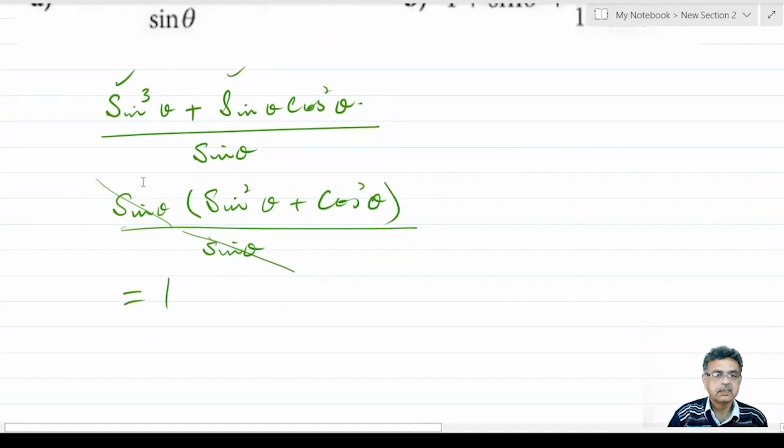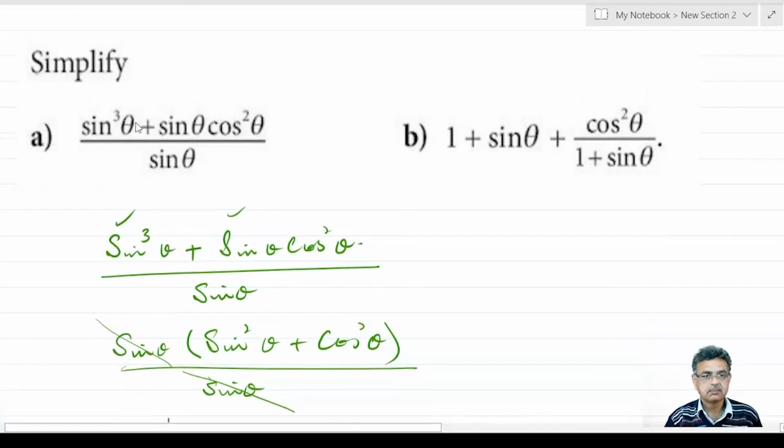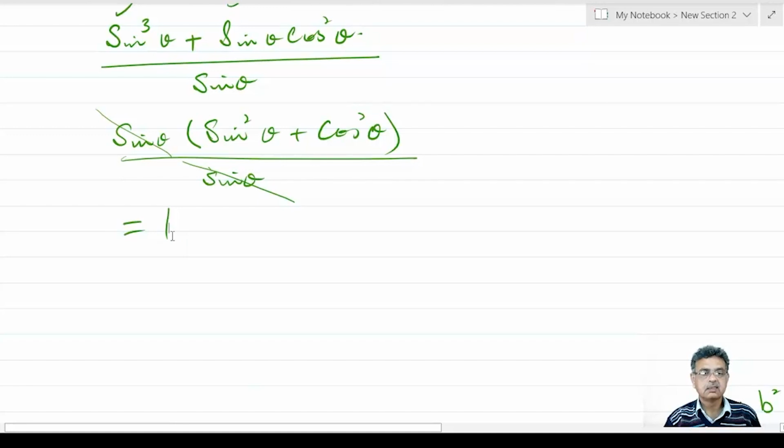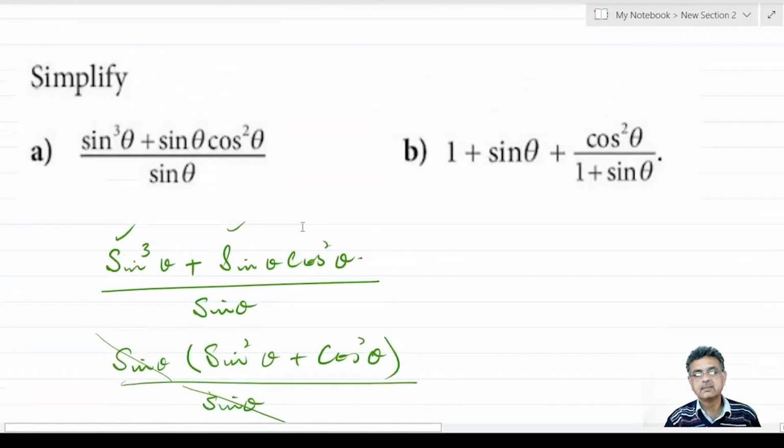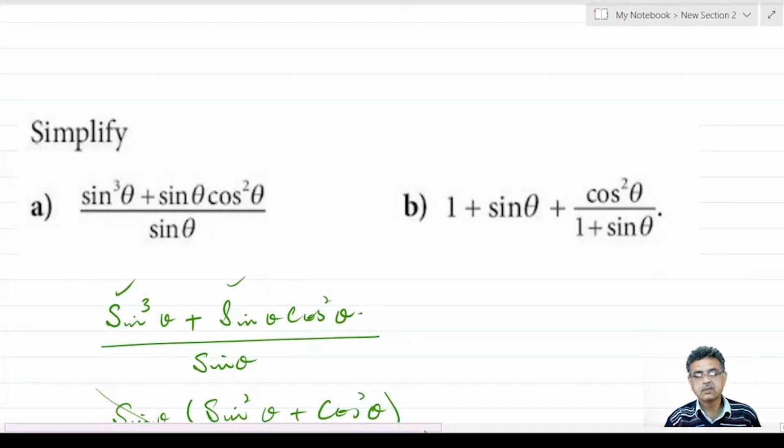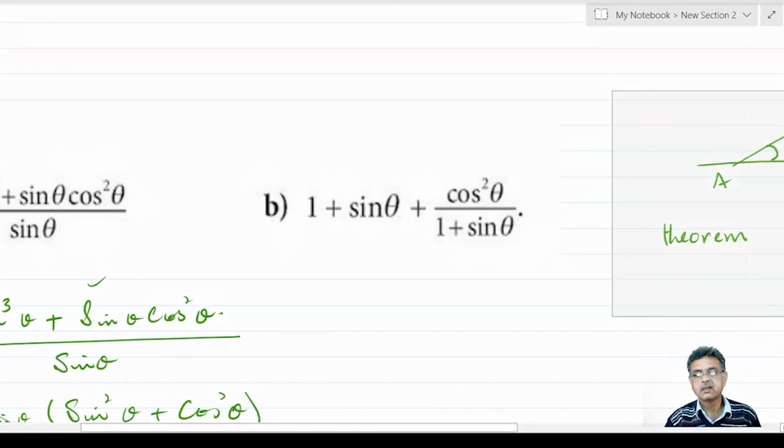So you can expect this type of interesting thing in trigonometry, that a huge expression is finally simplified to 1. Okay, now the second part.